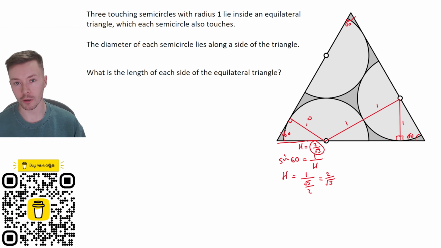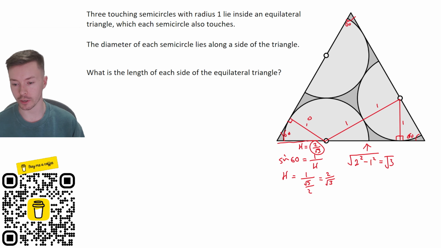Now the next part of this bottom side, I am going to be using Pythagoras, because I've got a right angle triangle and I've got a hypotenuse with a length of 2 and then a vertical height of 1, or a shorter side of 1. So this side here is going to be the square root of 2 squared subtract 1 squared, and that's going to give me an answer of root 3.